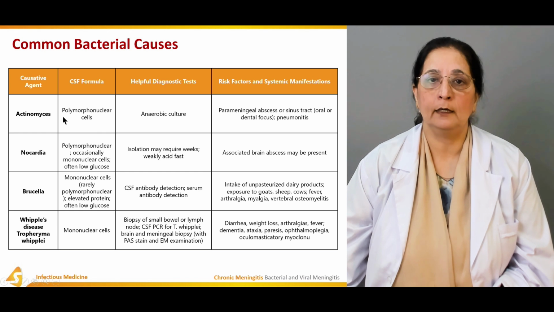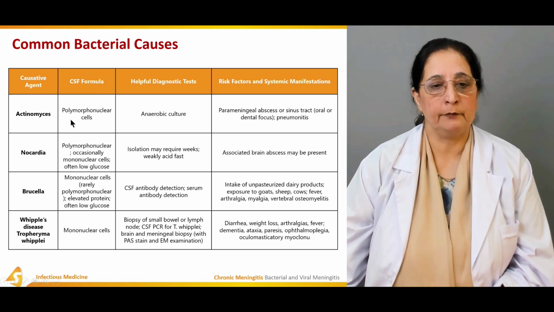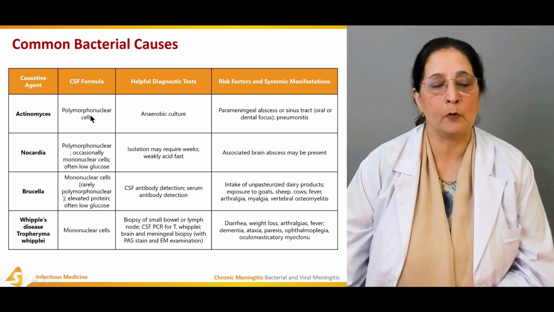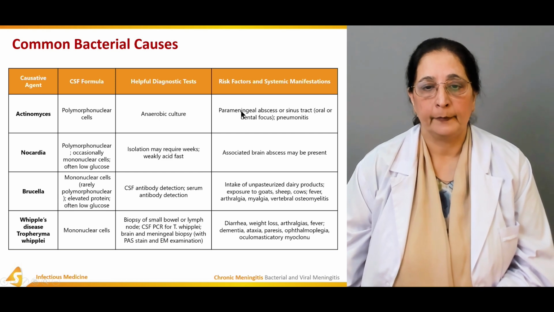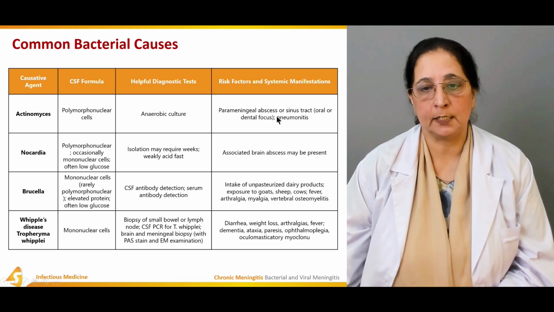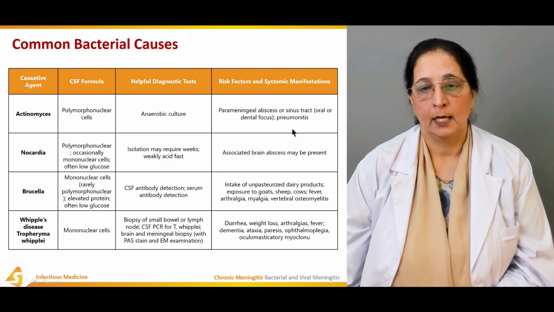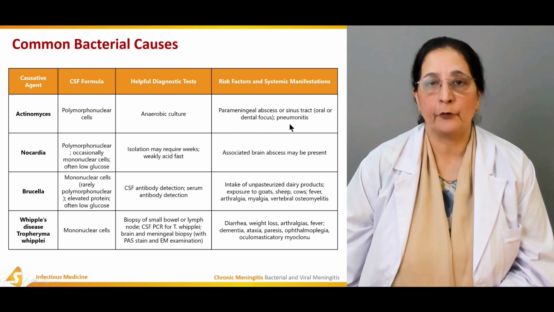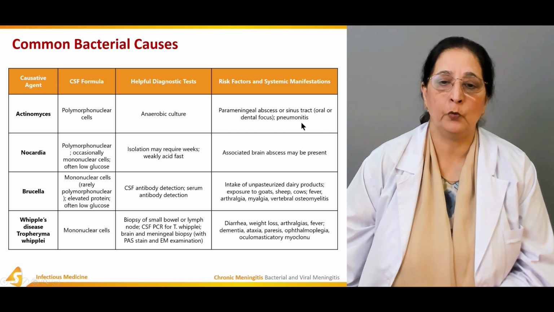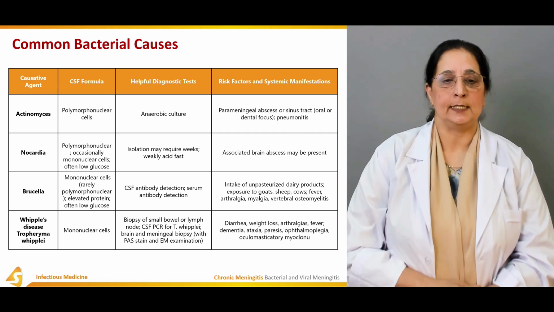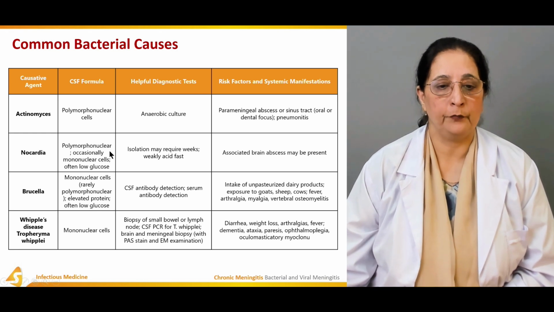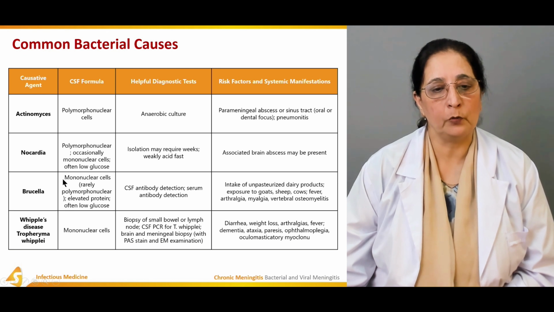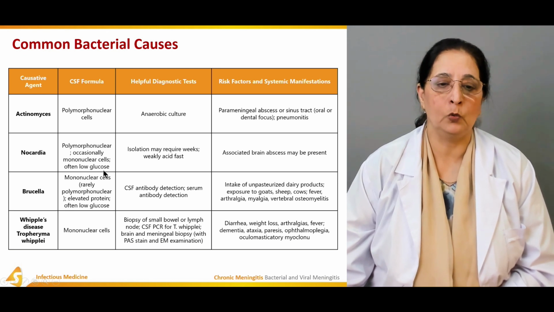Actinomyces is another bacterium. In the cerebrospinal fluid we find polymorphonuclear cells. Tests include anaerobic culture; there may be a parameningeal abscess or sinus tract, an oral or dental focus, and also pneumonitis from actinomyces infection. Then we have nocardia, with polymorphonuclear, occasionally mononuclear cells, and often low glucose.